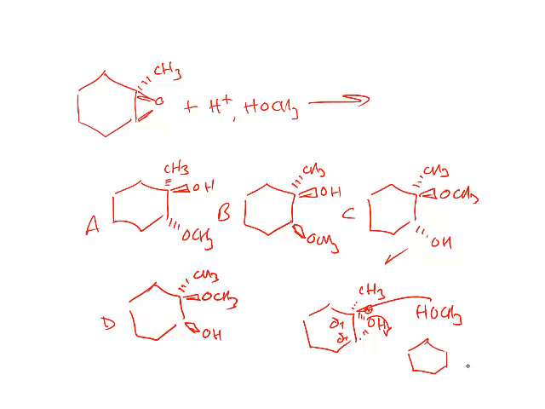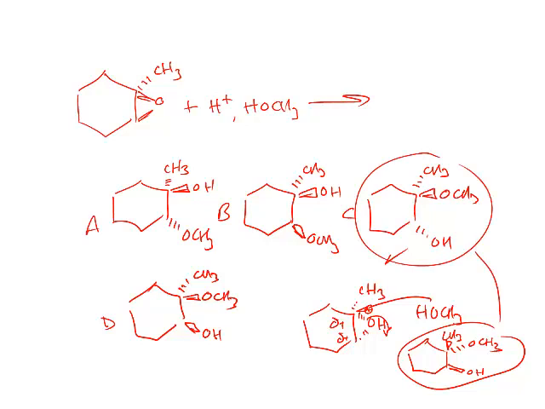So in this case, it doesn't matter how you draw it, but the OH and the OCH3 have to be trans. So you end up with the OCH3 attached to the carbon with the methyl, the OH attached to the other one, because as the methanol comes in and adds, the OH goes to the other carbon. And then I end up with them adding trans. So this, oh, good question.